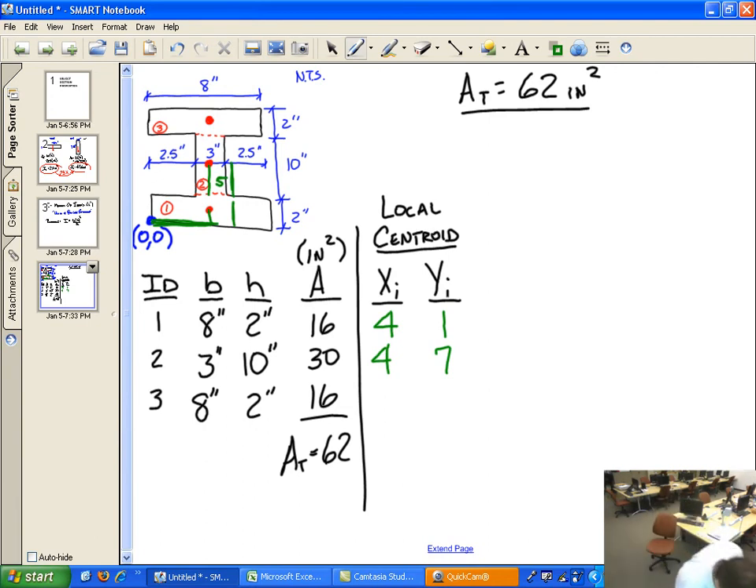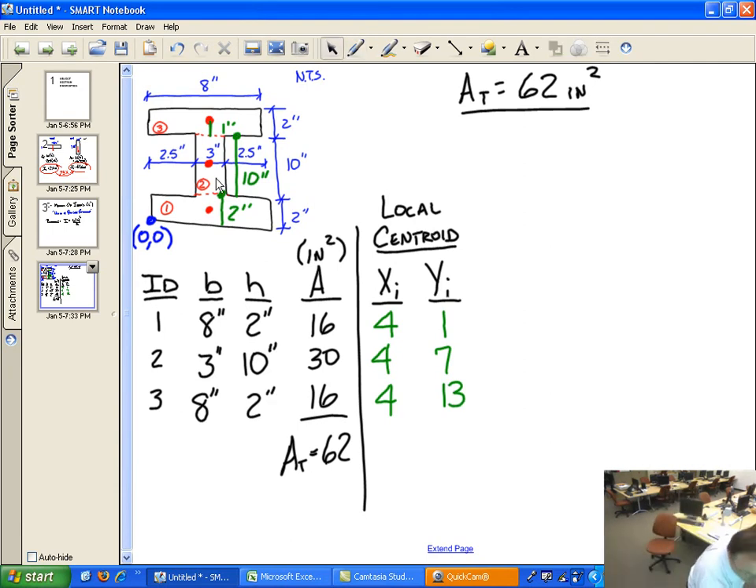What about 3? Well, 3 we know is vertically up 1 inch here. So we're going to be up 2 to here, 5 to there. So 2 plus 5 is 7, 2 plus 10, we're 10 up here and 2 up here. So we're up 12 plus 1 is 13. So this is 4 and 13.